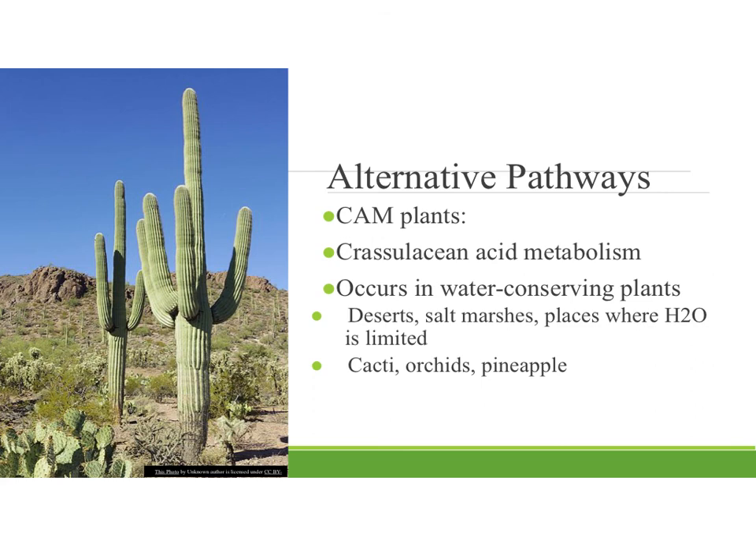A second alternative pathway is called CAM plants. CAM stands for crassulacean acid metabolism. This occurs in water conserving plants such as cacti, orchids, or pineapple. And we see these pathways happening in deserts, salt marshes, in any place where water is limited.